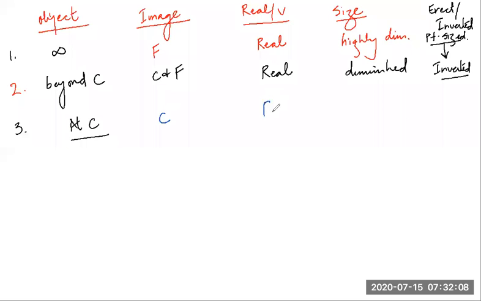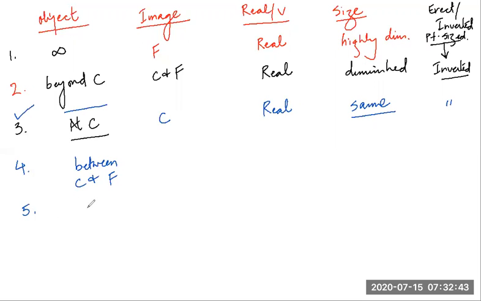It is real. The size is exactly the same. Students, this is the only case in which the image size is exactly the same as the size of the object, and that is when the object is placed at C, the center of curvature. It is also inverted. Now from C, we will move the object between C and F, right?